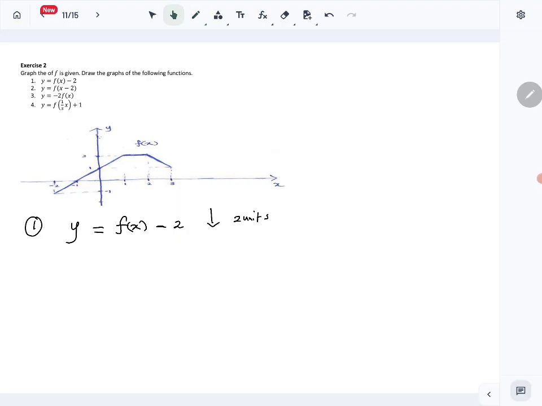So this is the shape. I know this is the shape. So what happens? Each point goes down by 2 units. So minus 1 goes to minus 3. 0 goes to minus 2. 1 goes to minus 1. 2 goes to 0. And 1 goes to minus 1. So let's draw that one quickly.